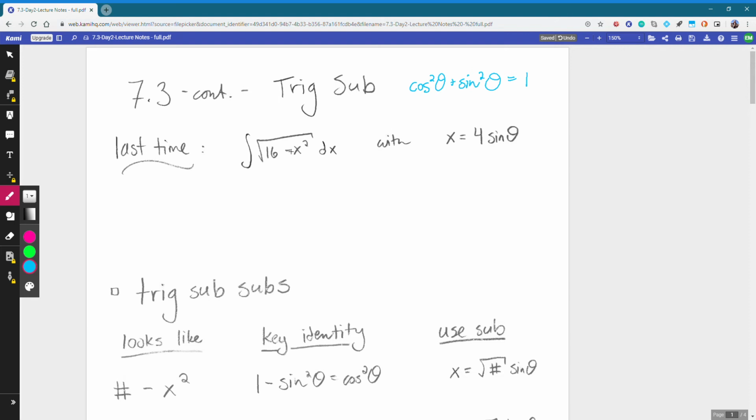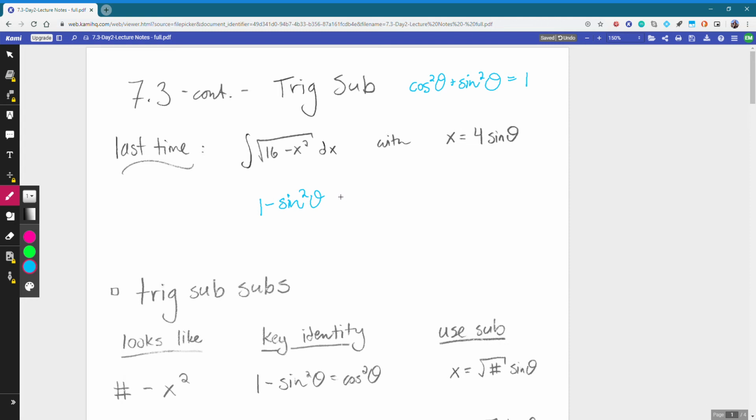And our thought was, hey, if we squint a little bit, this looks a little bit like what we have if we push the sine squared over. This kind of looks like 1 minus sine squared theta, where we have some number minus something squared.